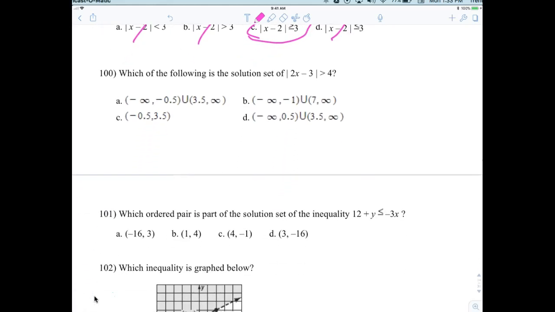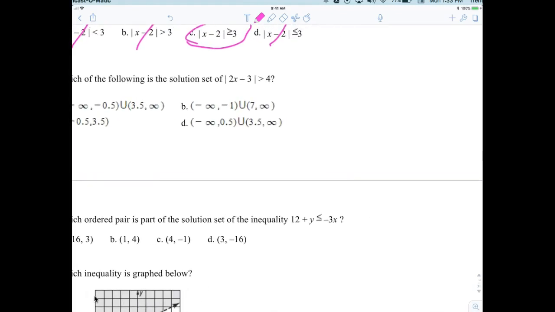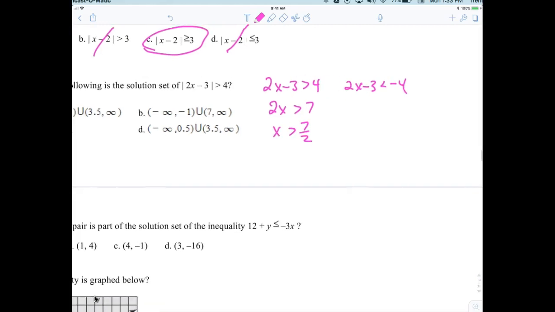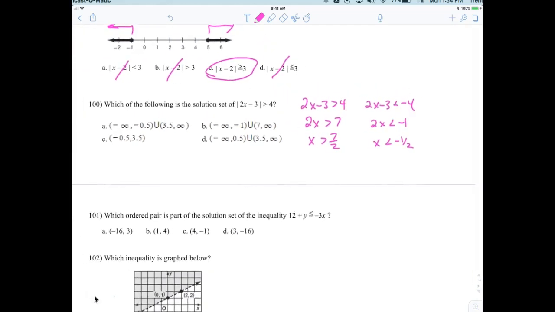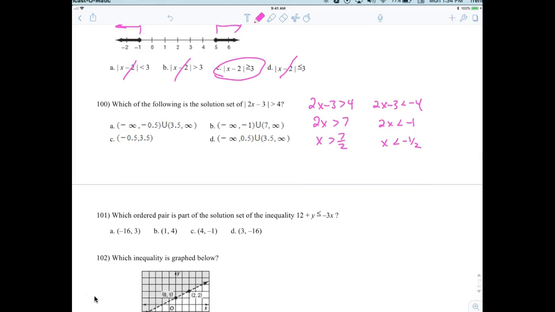Okay, 100. Solving this absolute value inequality. 2x minus 3 is greater than 4, and you write 2x minus 3 is less than -4. Then we're adding 3. 2x is greater than 7. X is greater than 7/2. 2x is less than -1. So x is less than -1/2. So if you're less than -1/2 and greater than 7/2, you should be able to picture you're going in opposite directions, correct? So that would mean my answer is A.